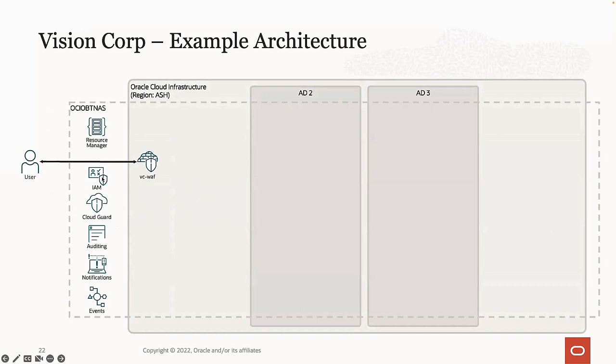So you have Identity and Access Management, Resource Manager. CloudGuard is a security tool that will be monitoring and reacting to things within your tenancy. And then you have WAF as well. It's going to sit at the front of your applications for security purposes as well. And then you have auditing, notifications, and events that we just talked about in the previous slide. So that's all sitting within our architecture here as well.